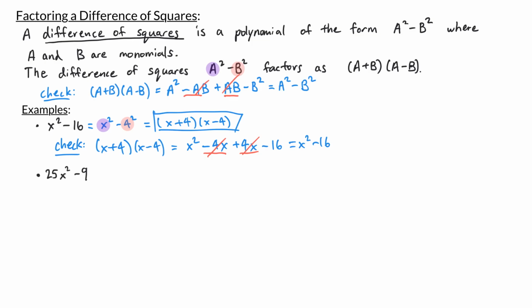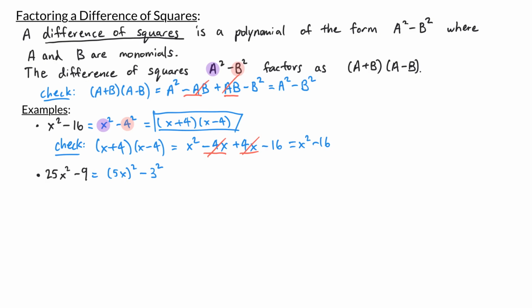In our next example here, we want to factor 25x squared minus 9. Again, this is a difference of squares, but it might be less obvious. The first term here, 25x squared, can be written as some monomial squared. We can write it as 5x squared, because if you take 5x and multiply it with itself, we do get 25x squared. Then we have minus 9, which we can think of as 3 squared.